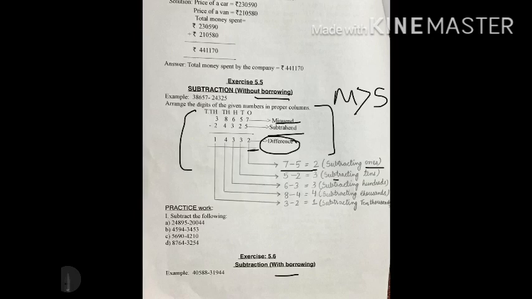Then subtracting tens, 5 minus 2 is 3. Then subtracting hundreds place, 6 minus 3 is 3. Then thousands place, 8 minus 4 is 4. Then ten-thousands place, 3 minus 2 is 1. So this way we have done the subtraction without borrowing, because each digit of the minuend was bigger than the subtrahend. But when we borrow, what do we have to do? Let's see that.